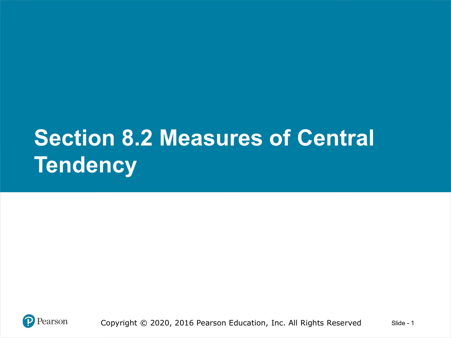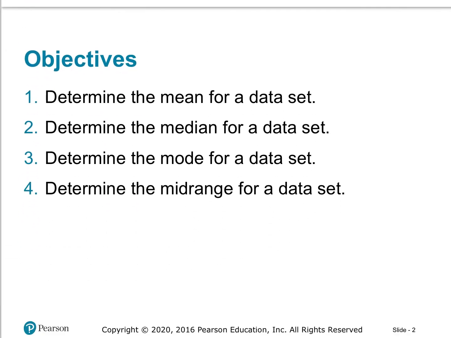Welcome back. This is 8.2 Measures of Central Tendency. So our objectives are to determine the mean for the data set, determine the median for the data set, determine the mode for the data set, and then determine the mid-range for the data set.